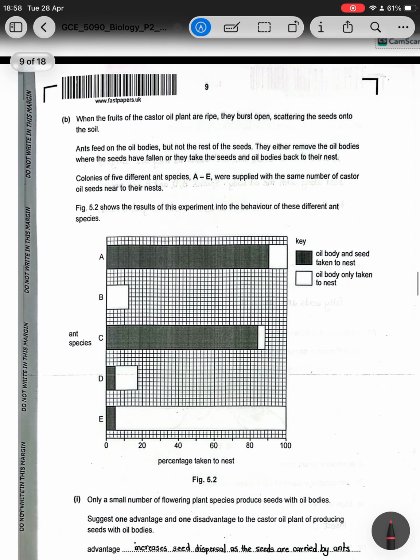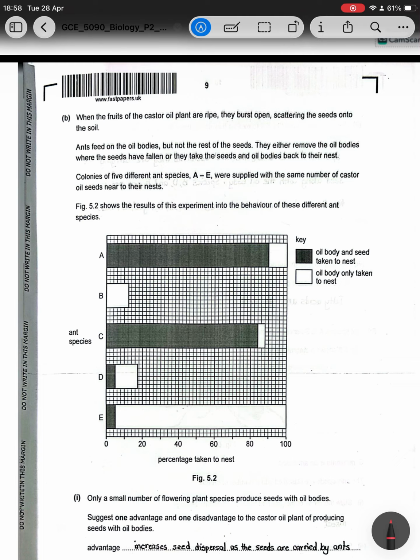Look at 5b. When the fruits of the castor oil plant are ripe, they burst open, scattering the seeds onto the soil. Ants feed on the oil bodies, but not the rest of the seeds. They either remove the oil bodies where the seeds have fallen, or they take the seeds and oil bodies back to their nest. Colonies of 5 different ant species, A to E, were supplied with the same number of castor oil seeds near to their nests. Figure 5.2 shows the results of this experiment into the behavior of these different ant species.